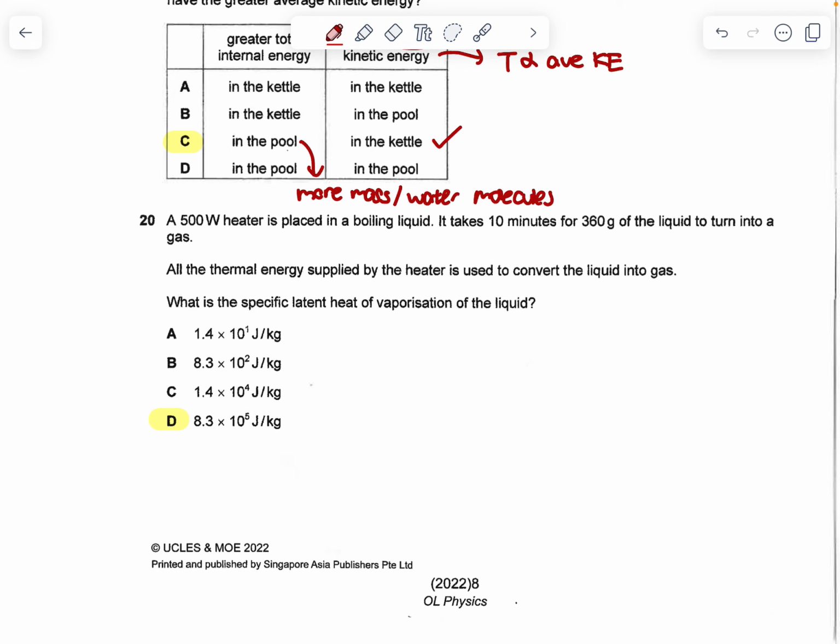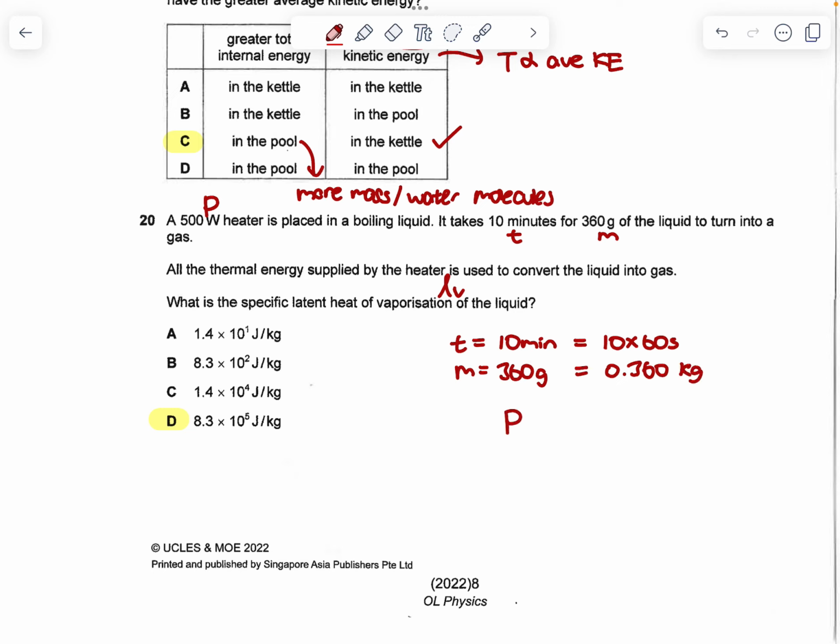Question 20. A 500 watt heater is placed in a boiling liquid P, takes 10 minutes for 360 grams, small m, of the liquid to turn into a gas. All the thermal energy supplied by the heater is used to convert the liquid into gas. What is the latent heat of vaporization of the liquid, LV? So we know time, t equals 10 minutes. We convert it into seconds, 10 times 60 seconds. Mass is equal to 360 grams. Let's change to kg, 0.360 kg.